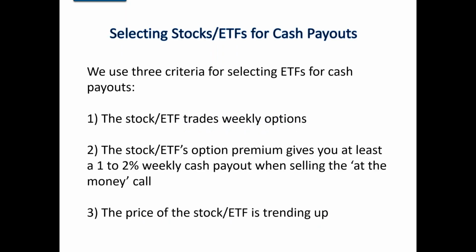So now let's talk about trade selection for weekly covered calls. We use 3 criteria for selecting ETFs for cash payouts. Criteria number 1, of course, is that the stock or the ETF trades weekly options. Criteria number 2 is we like the stock or the ETF's option premium to give us at least a 1 to 2% weekly cash payout when you're selling the at-the-money call. So we want to see a 1 to 2% cash payout each week, which can really add up over the course of 52 weeks. And the third criteria is we want to see the price of the stock or the ETF trending up.